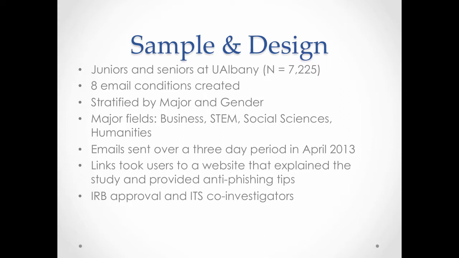So we got our sample, broke it down into those 8 categories of gender times major field. Within each of those 8 cells of a 4x2 matrix, we then further randomly assigned individuals to one of 8 email conditions. And again, I'll show you those in a second. The emails were sent out over a 3-day period last April. The links in the email took the users to a website that explained the study and provided anti-phishing tips.